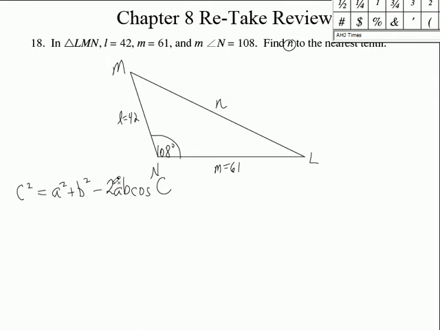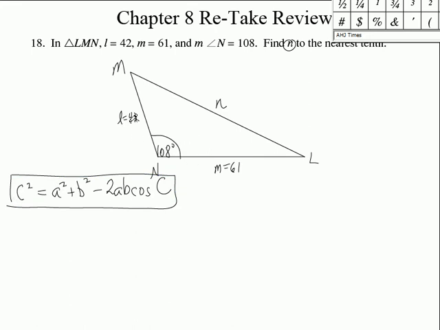Don't forget the 2. I just graded an Algebra 2 test, and somebody got almost every problem right on the whole final. I think they missed 2, and on one of them they forgot to put the 2 here. So make sure you put that. Alright, there's the law of cosines. Let me box that in there.